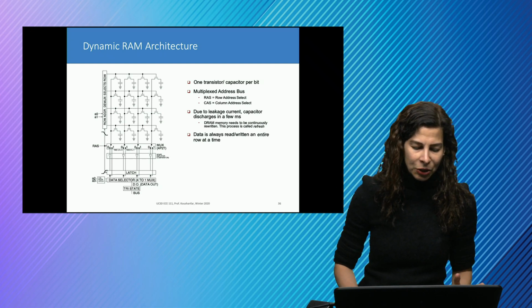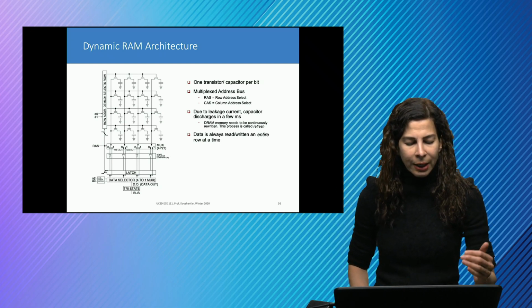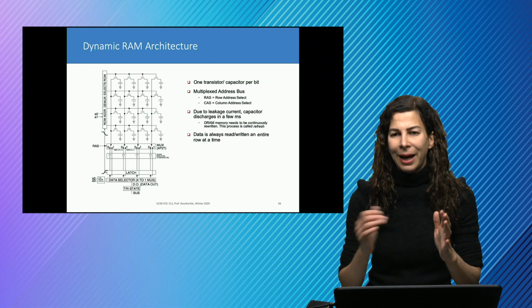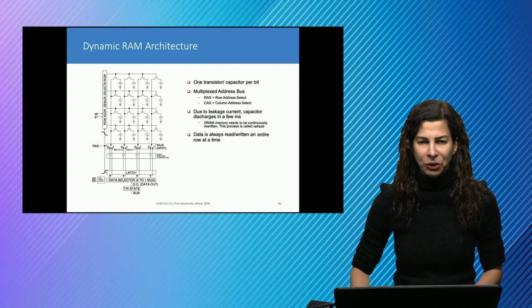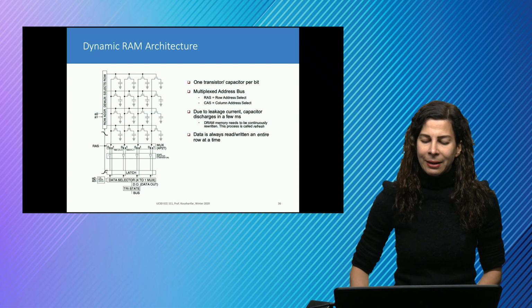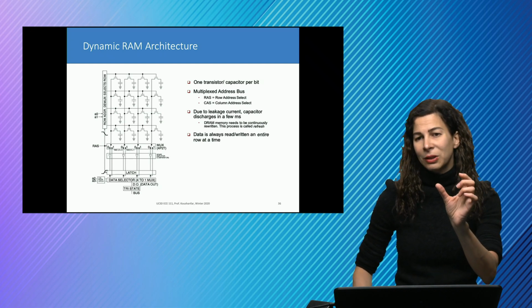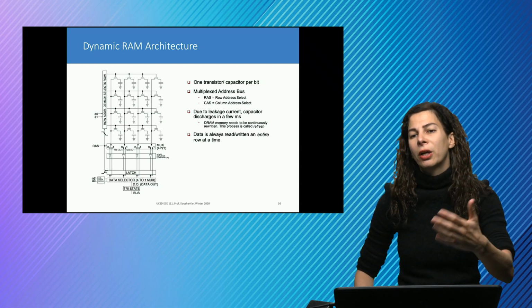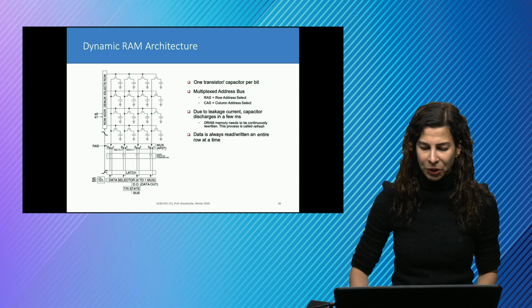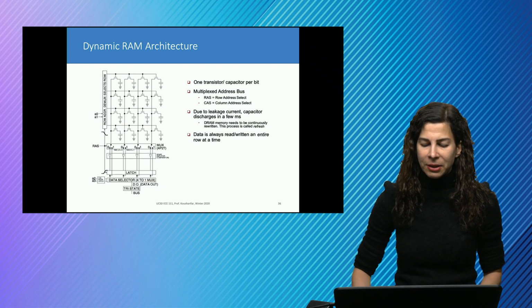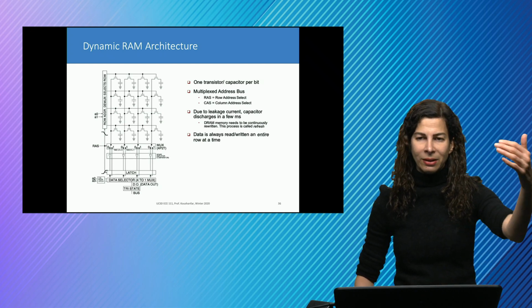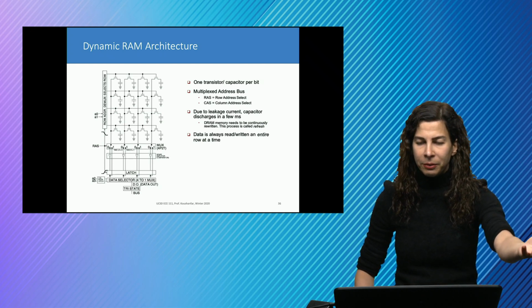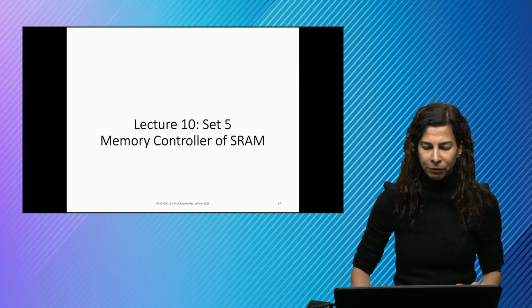The DRAM architecture, as I have mentioned earlier, again has the address to read and write, and it also has a refresh cycle. It has the smallest size, but it also has the dynamic cost of refreshing the memory. The data is always read and written an entire row at a time, and that's also how we refresh it.